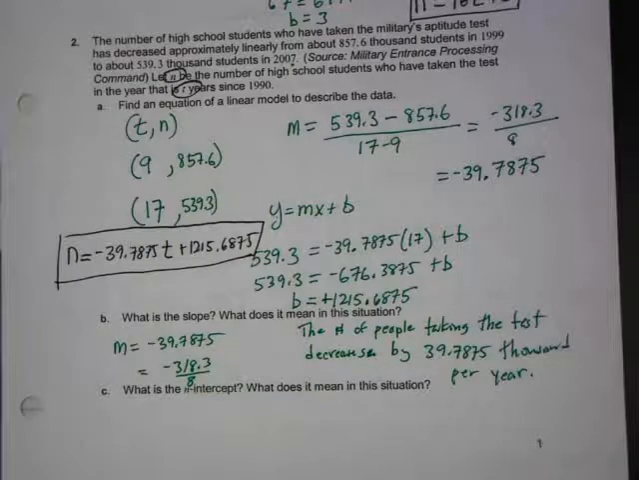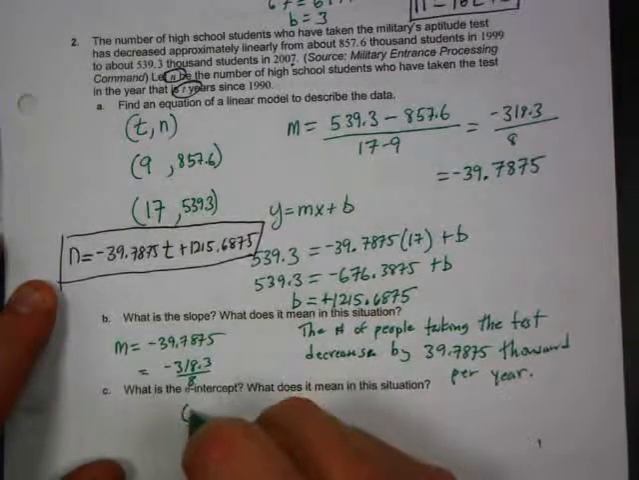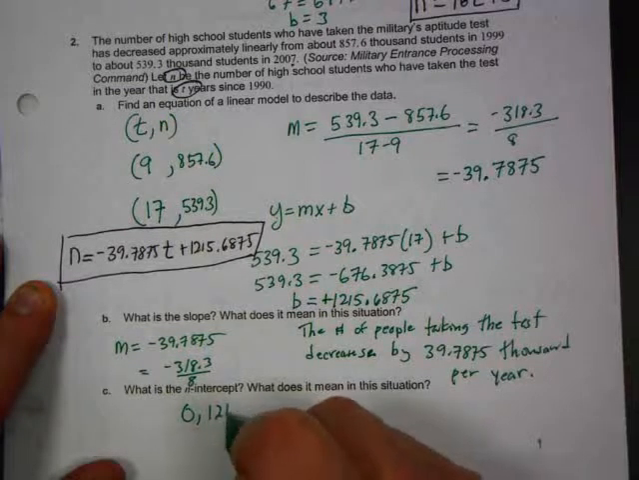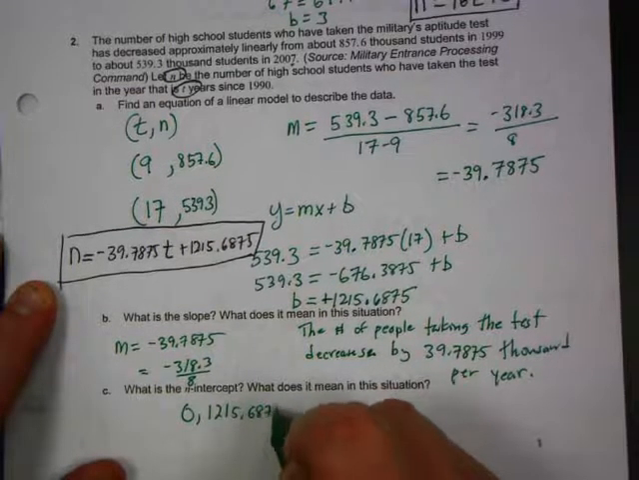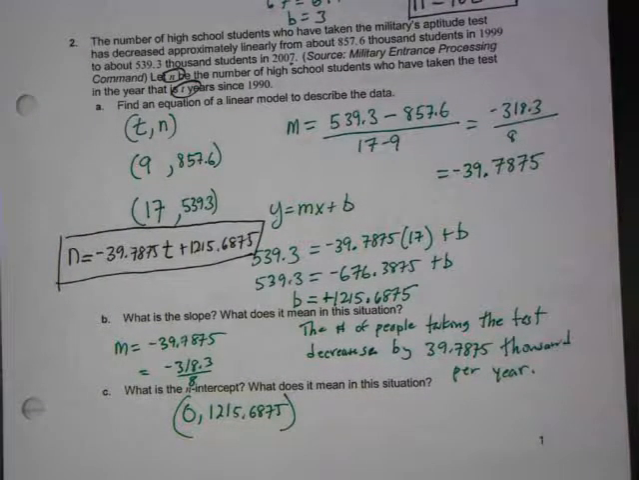What is the n-intercept? 1,215.0. I would prefer that you write it as a point. Correct, but you were giving me the right number. That was the important thing. 0, 1215.6875. What does that mean in this situation? In 1990, 1,215,675 thousand people took the extra test.